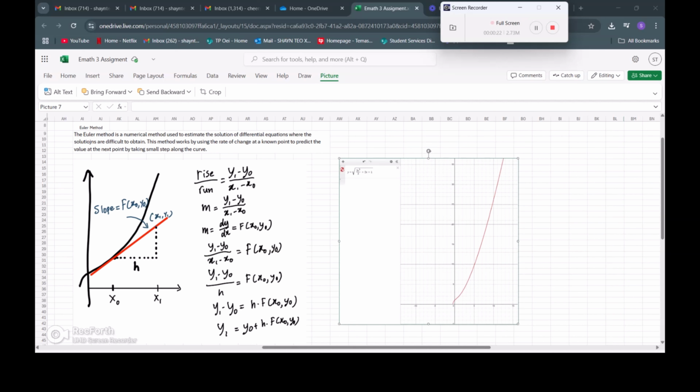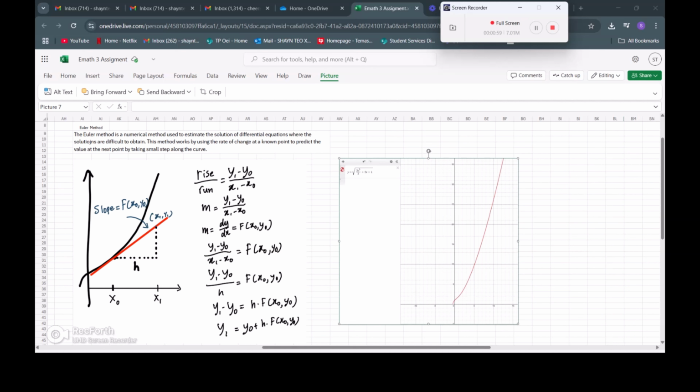So how do we get the formula? By finding the gradient, rise over run, which equals (y1 minus y0) over (x1 minus x0). We can substitute that with m. And m also equals dy/dx, which also equals the function of x0 and y0. Since we know that, we can equate the gradient (y1 minus y0) over (x1 minus x0) to the function of x0 and y0.